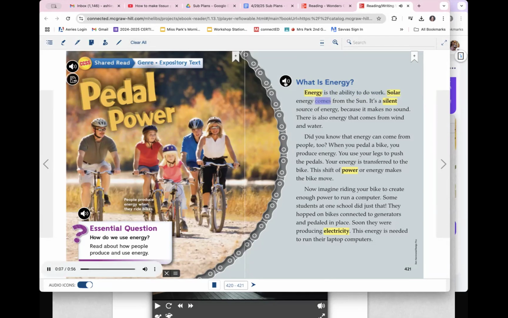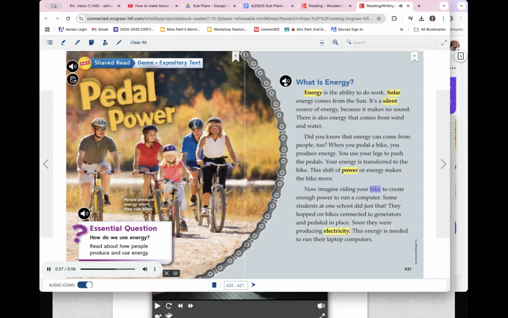Solar energy comes from the sun. It's a silent source of energy because it makes no sound. There is also energy that comes from wind and water. Did you know that energy can come from people too? When you pedal a bike, you produce energy. You use your legs to push the pedals. Your energy is transferred to the bike. This shift of power, or energy, makes the bike move.